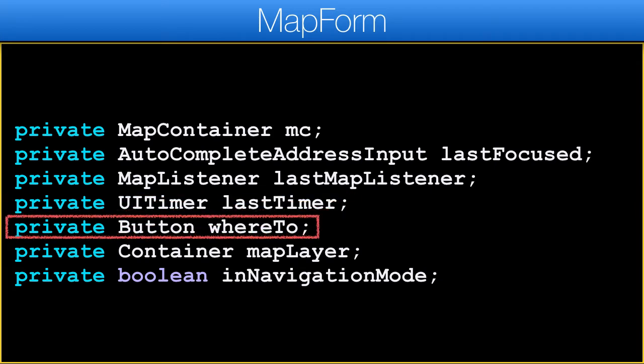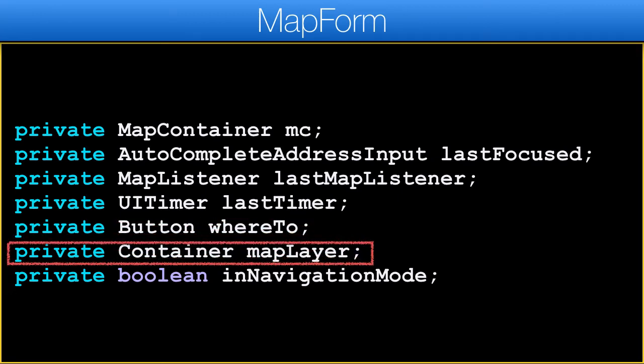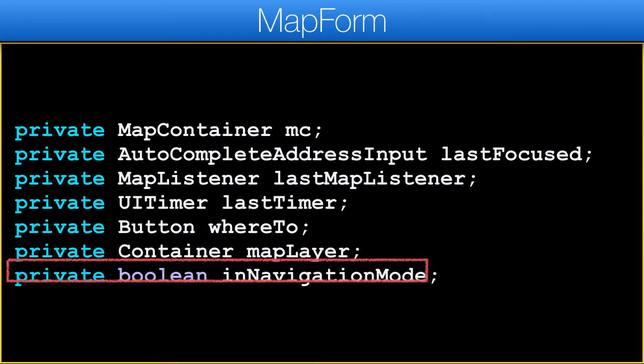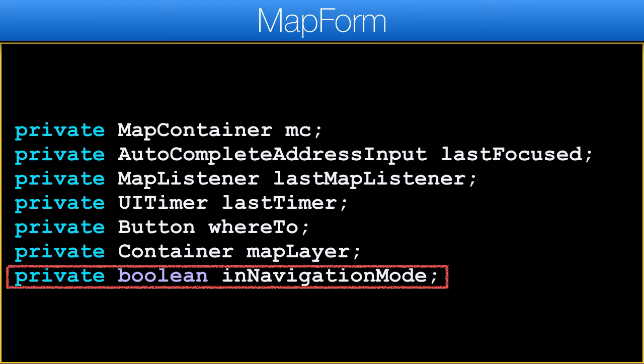The Where To button, we need to hide it when the search UI is showing and show it again when it's done. We place a lot of elements in that layer on top of the map. It's pretty useful. This indicates whether we are in the navigation mode or in another mode, such as map or browse mode. This is important as we can't enter navigation mode twice.